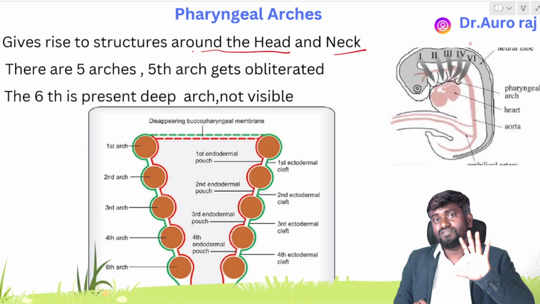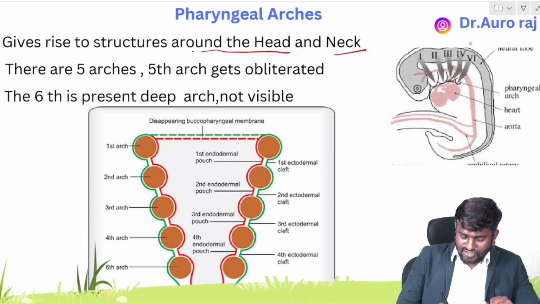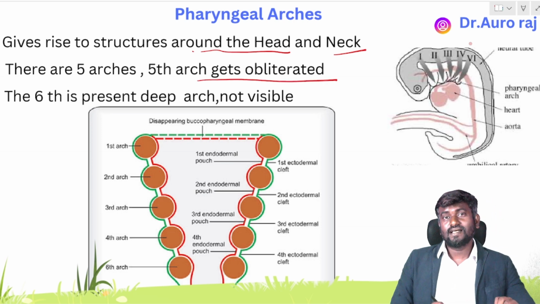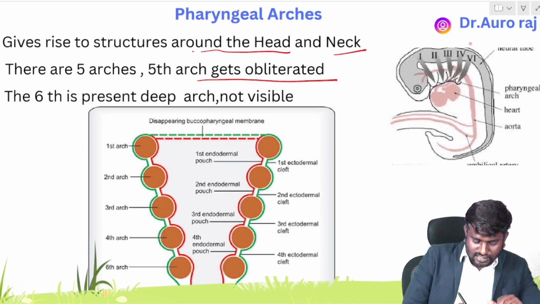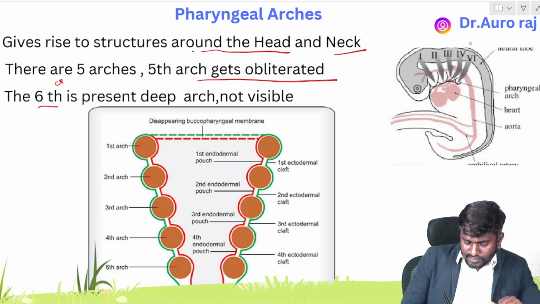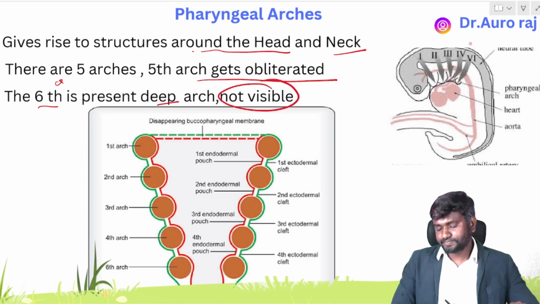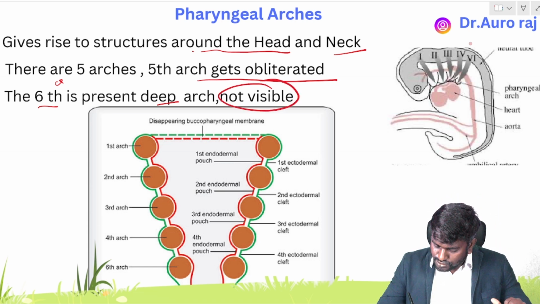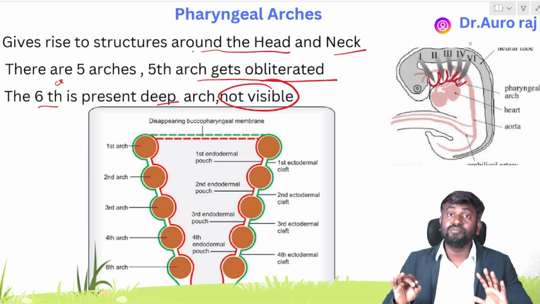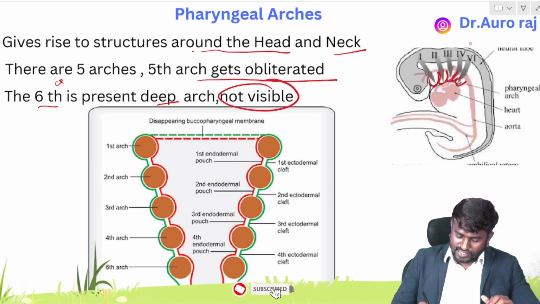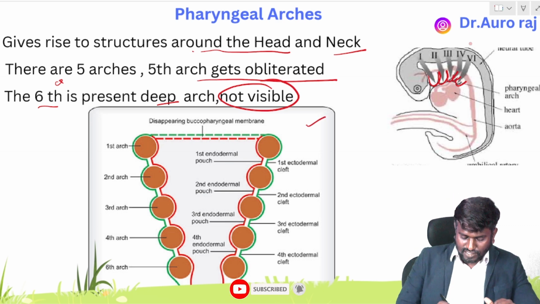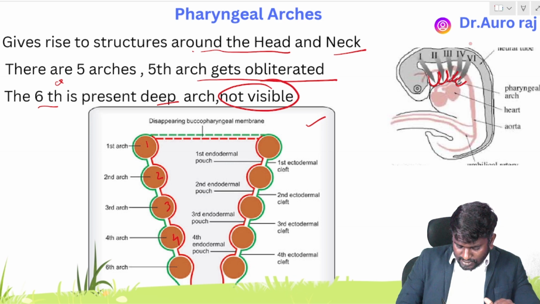Yes, there are going to be 5 arches. Remember, the 5th arch gets obliterated. The 6th arch is present deep and may not be visible. Yes, look at the image here. This is going to be the first arch. Here we have the second, the third, fourth and the 6th. Beautiful. To know it more extensively, look at the image here. This is the first arch, second, third, fourth and the 6th.